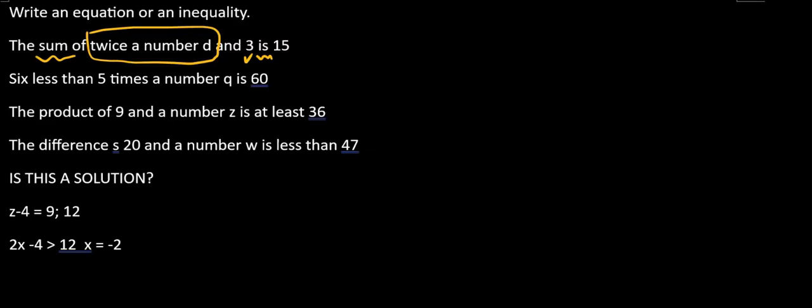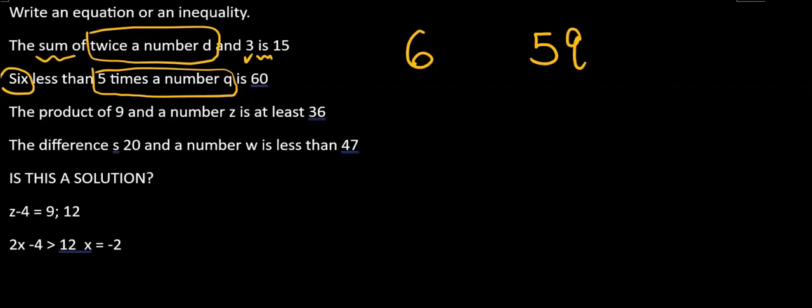6 less than 5 times the number q is 60. So our first quantity is 6. Next quantity is 5 times the number q. So we have 6, we have 5 times the number q, so 5q, and is 60. And we're going to use equal, and we're going to use 60.